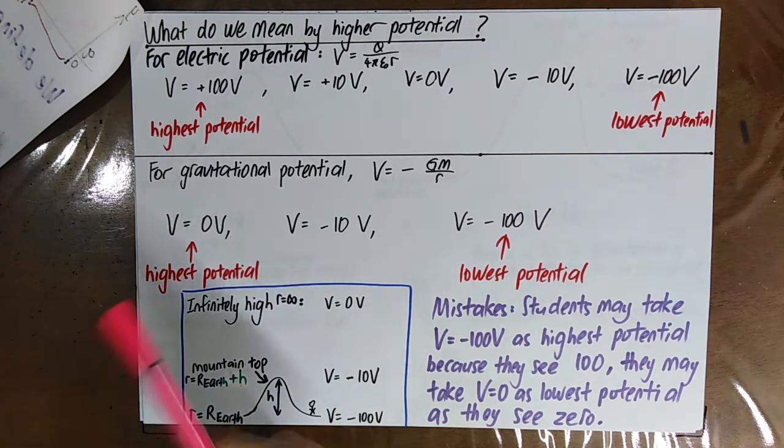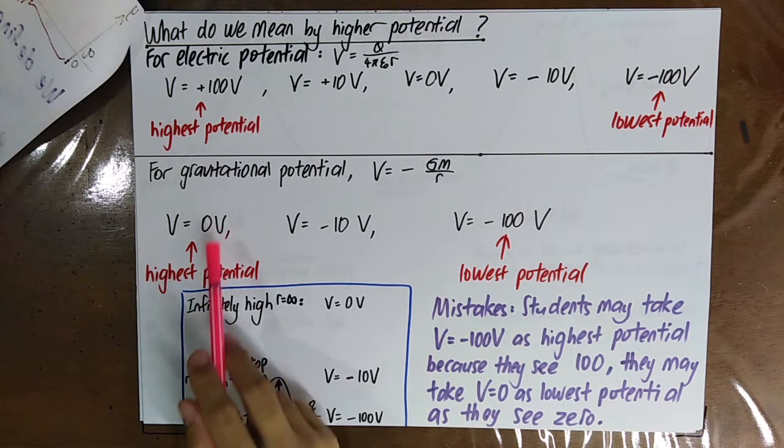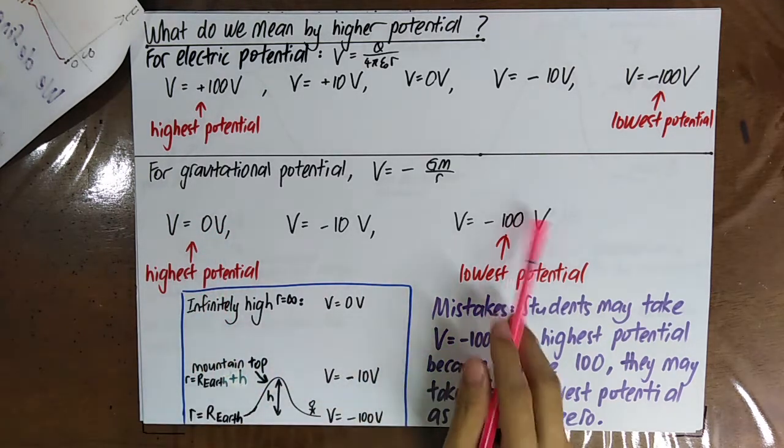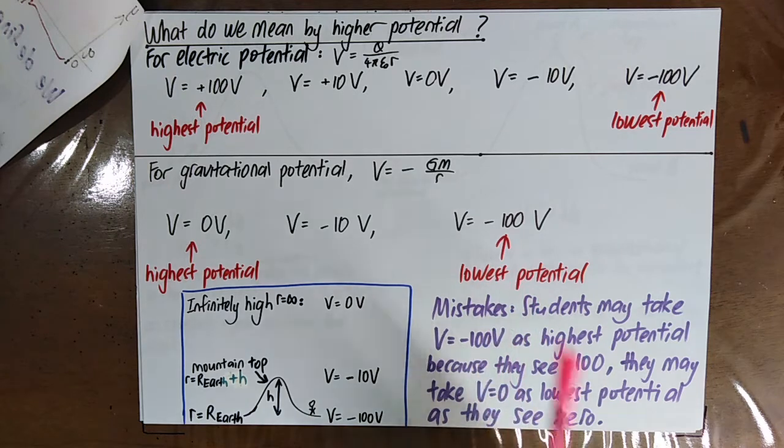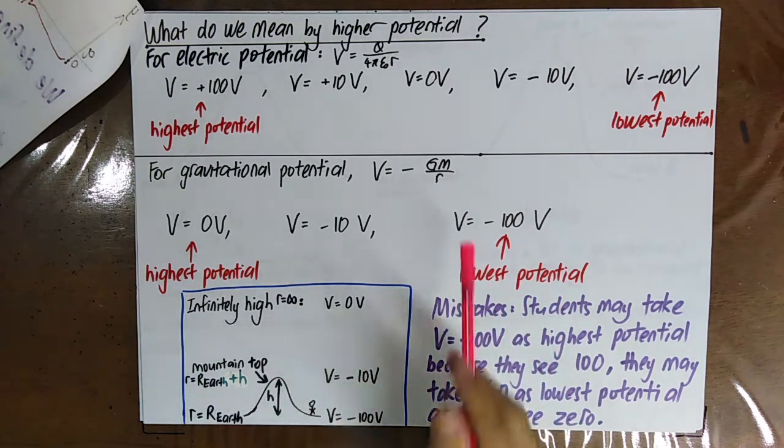But this is totally wrong, okay? This is more positive, so this is a higher potential. This is more negative, so this is a lower potential. Please remember this.